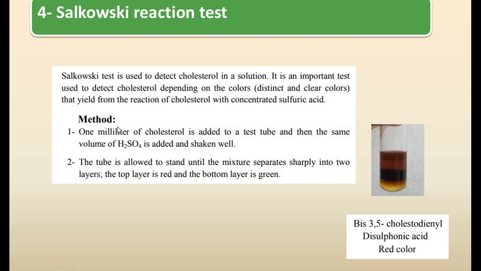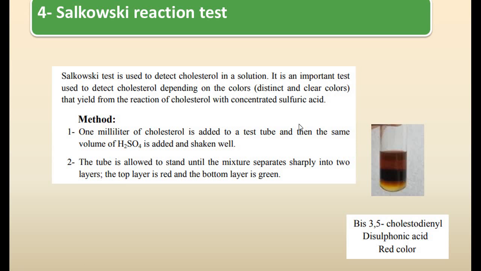Now what will be the procedure? 1 milliliter of the cholesterol is added to a test tube, and then the same volume of H2SO4 is added and shaken well. Now the test tube is allowed to stand until the mixture separates sharply into two layers. The top layer is red and the bottom layer is green. So you can observe this kind of appearance of color in the test tube. The upper layer is red and the lower layer is green in color.